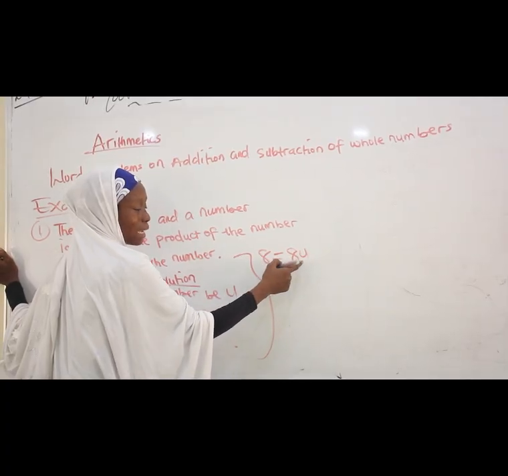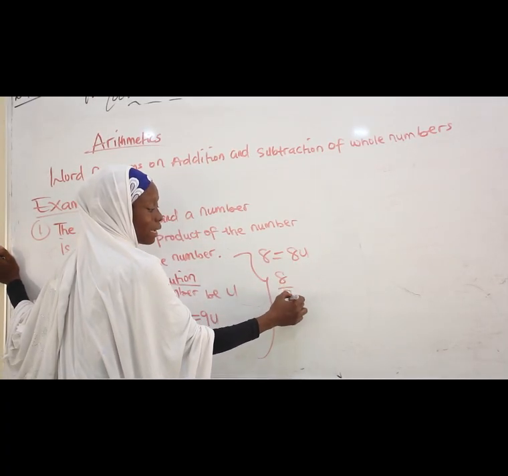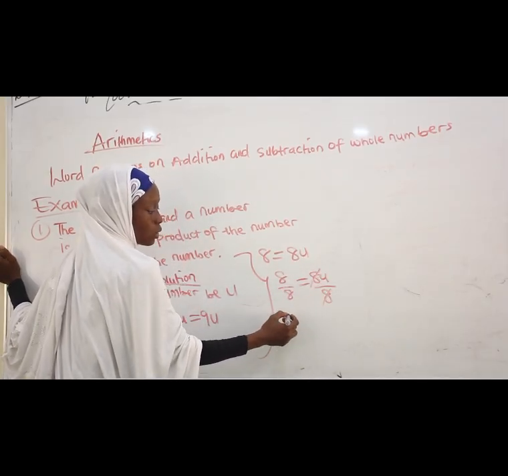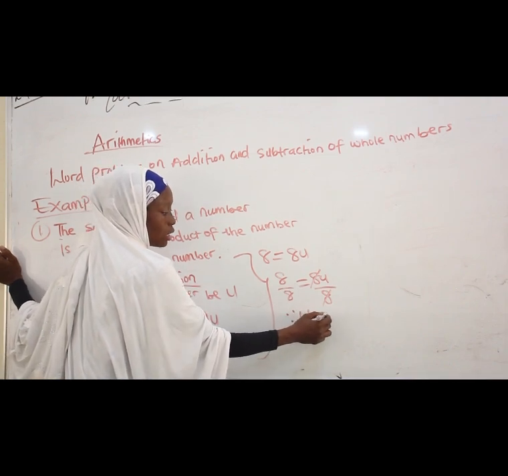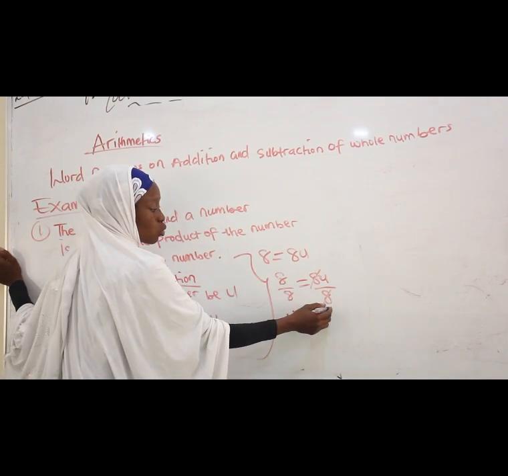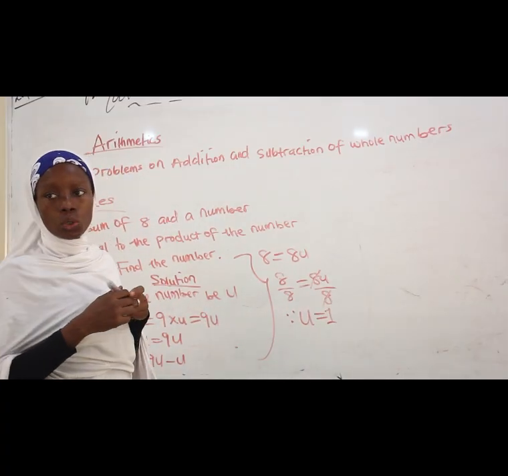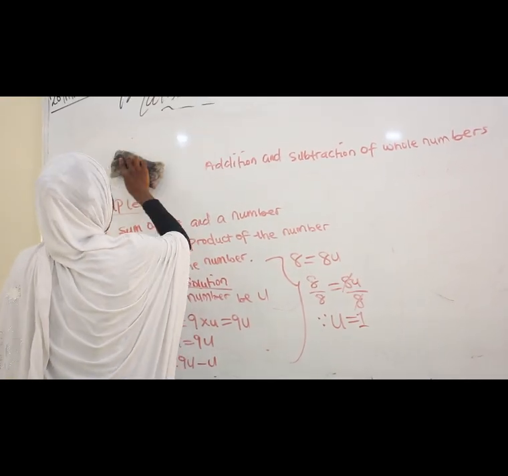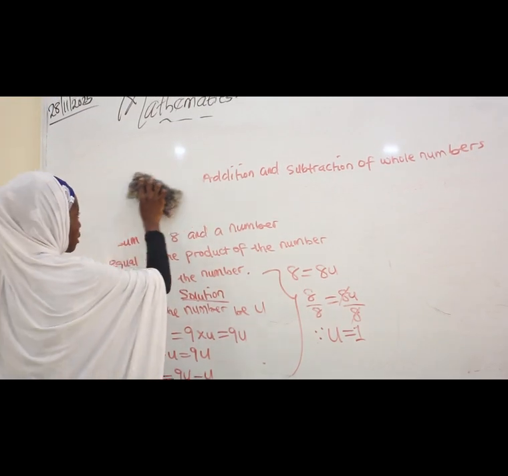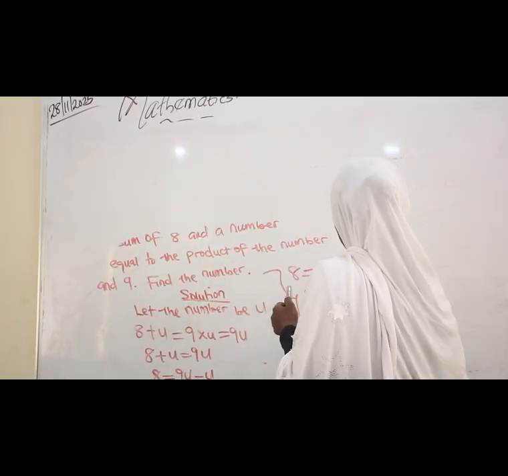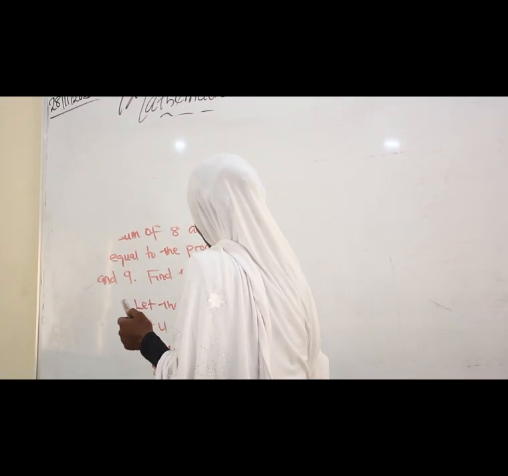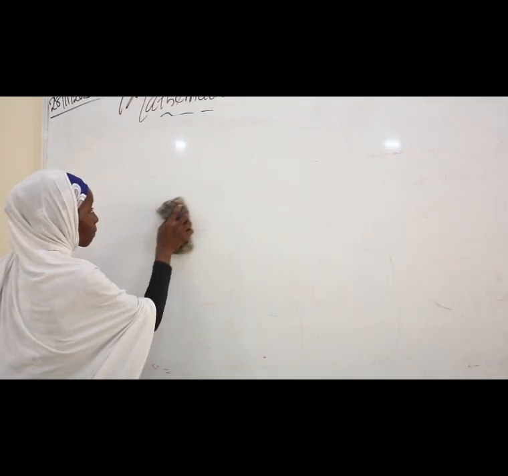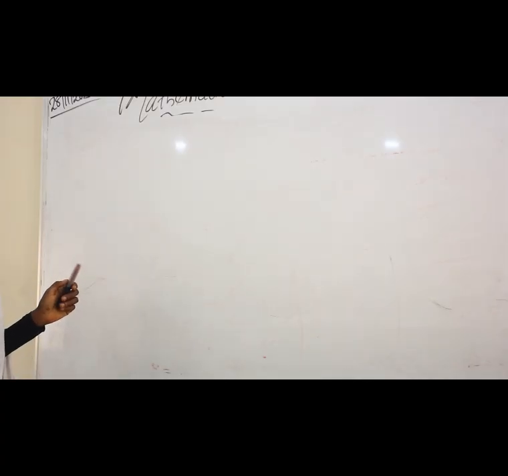So U is our unknown. We divide both sides by 8. 8 divided by 8 is equal to 8U divided by 8. 8 is going to cancel 8. So therefore, our U is equal to 8 divided by 8, which is 1. So the unknown in this case is 1, which is our U. And that will be all for arithmetic. The next division of the revision is going to be under algebra.